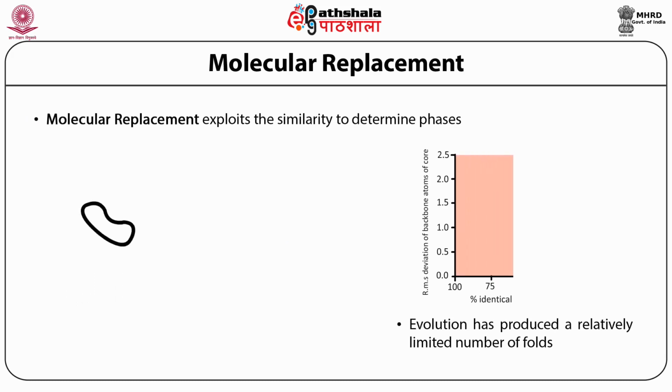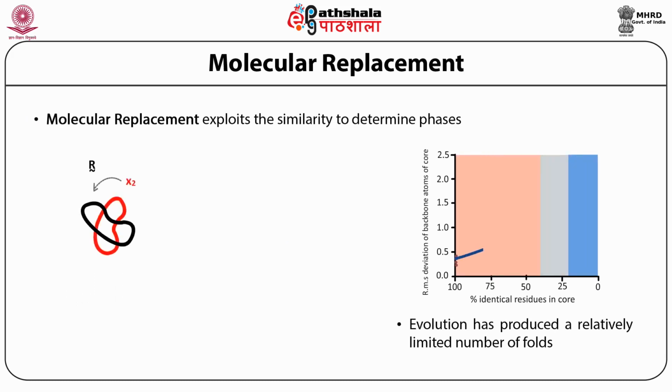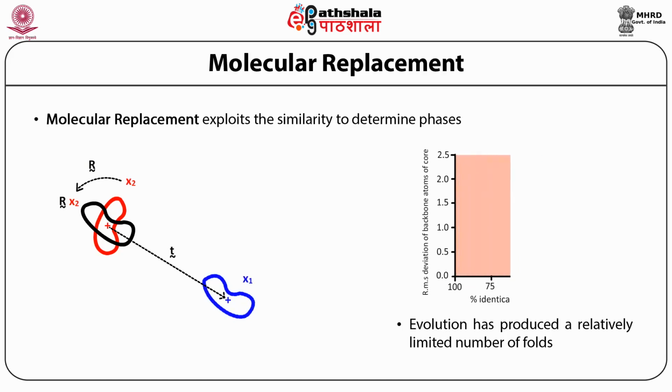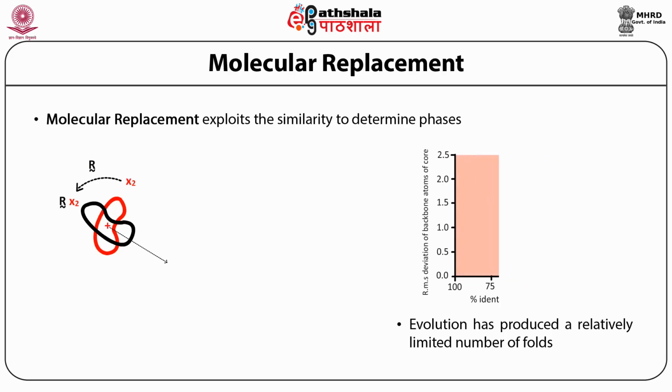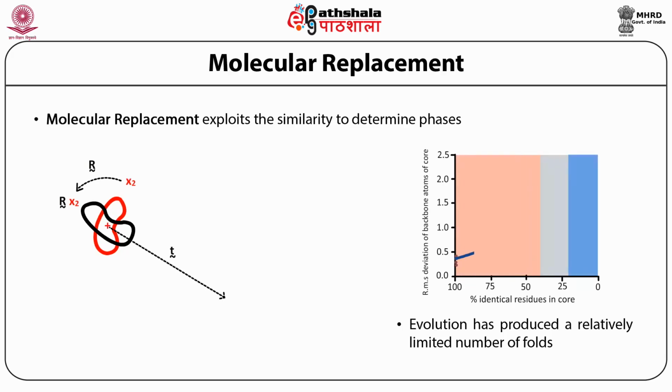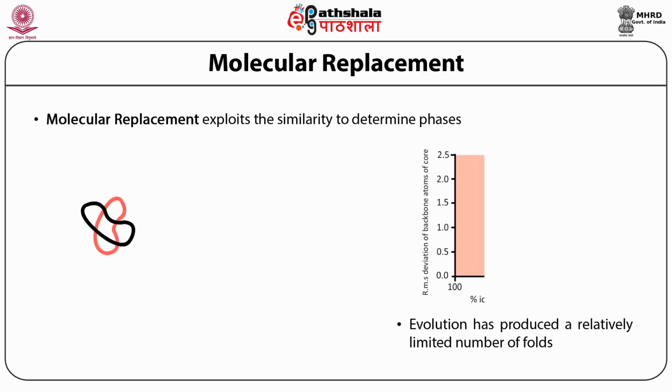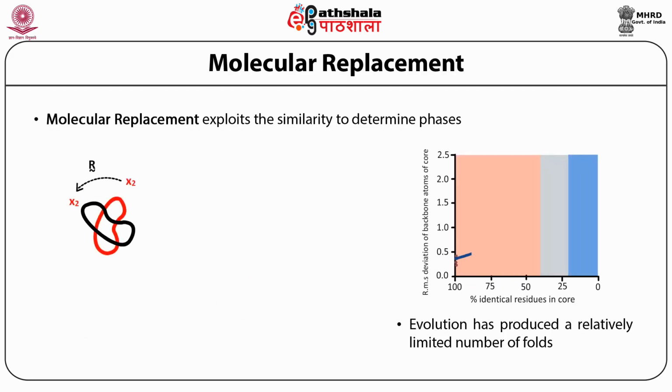The other way of getting the phase information is molecular replacement. This method exploits similarity to determine the phases. As I was describing before, evolution has produced a relatively limited number of folds. If you look at the right side of the slide, the percentage of residues in the core is up to 20%, and the RMS deviation between the structures is about 1.5 angstroms. That means they are still very related structures.